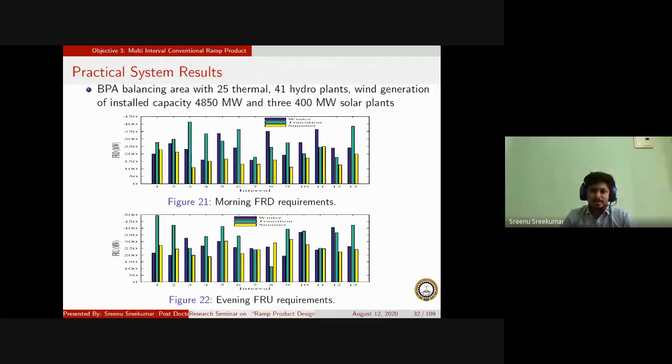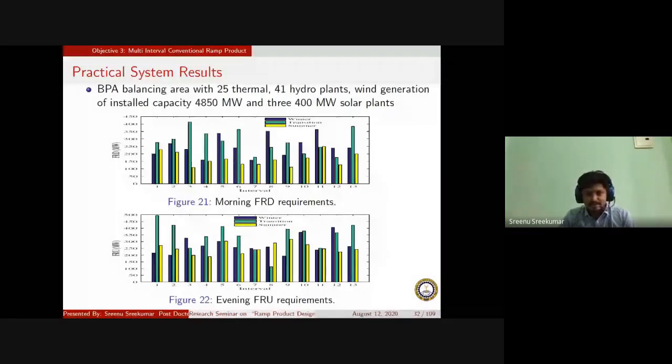And figures 21 and 22 show morning FRD requirements and evening FRD requirements in different seasons. Here we can see that significant FRP requirement is there both in morning and evening. And also we can observe that the transition season has high FRP requirement, because the transition season has highly uncertain climate. So the uncertainty part in the FRP is higher there.